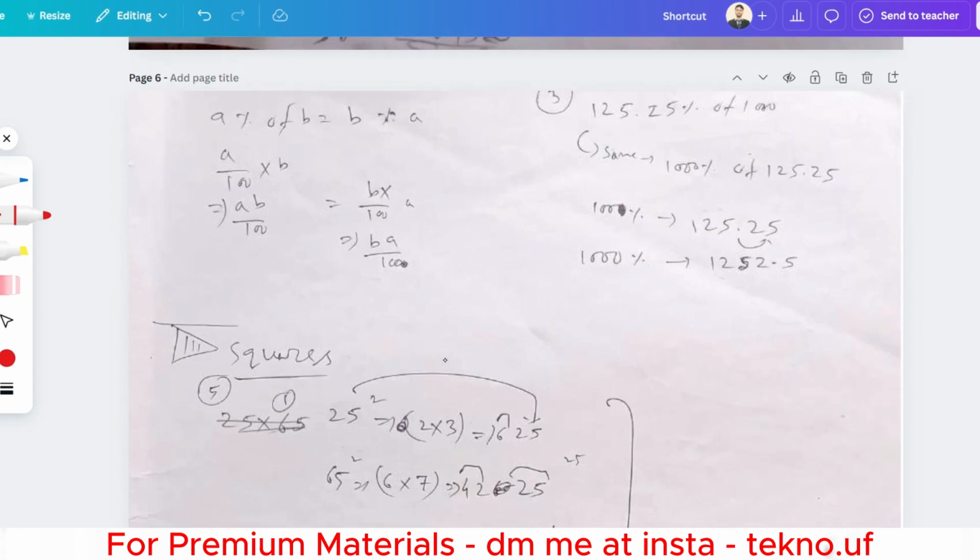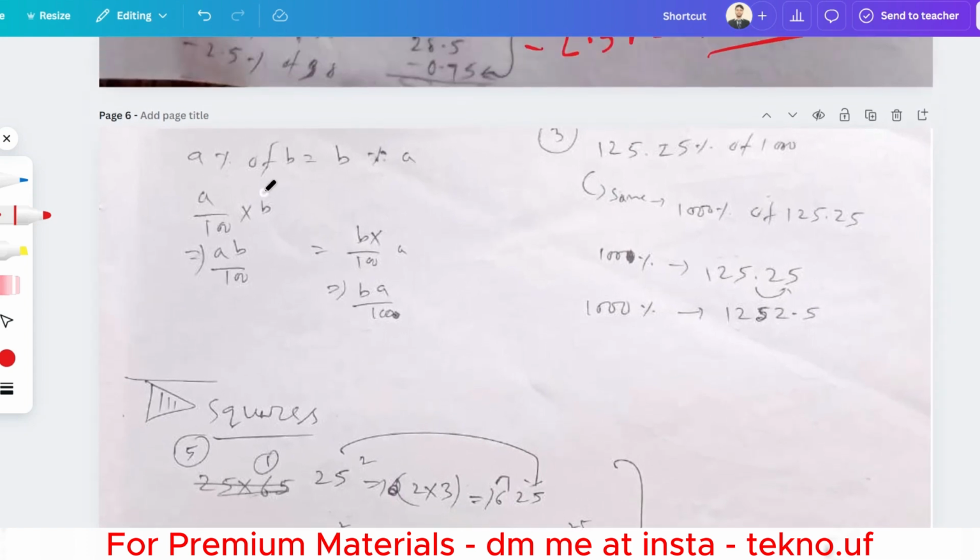Here is a very important concept: a percent of b is b percent of a. You should know that. So a percent of b is equal to b percent of a, and you calculate it the same way. What is 125.25% of 1000? If we calculate 100% of 38, it is very easy, that is 38 itself. If we calculate 38% of 101, it will be a little tougher.